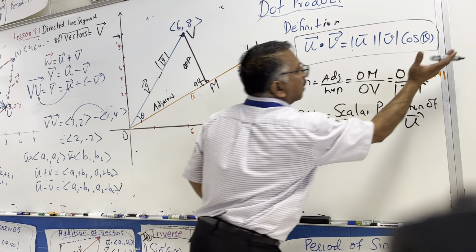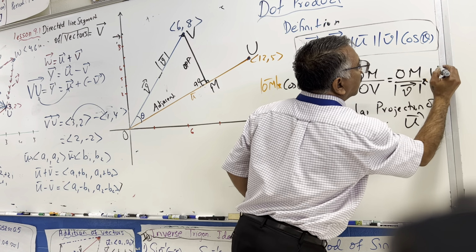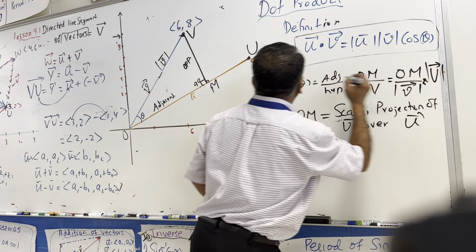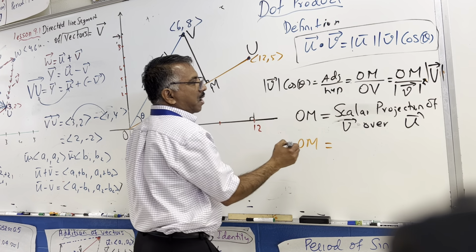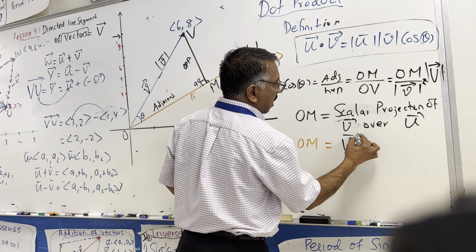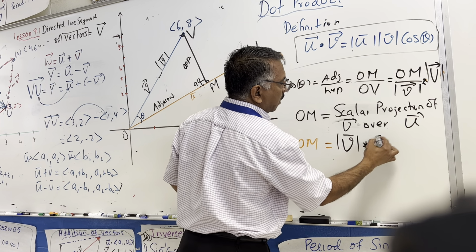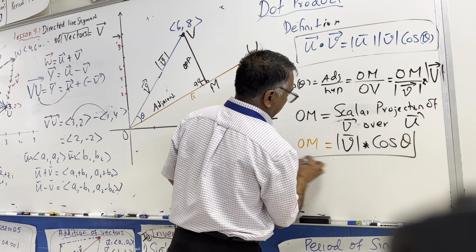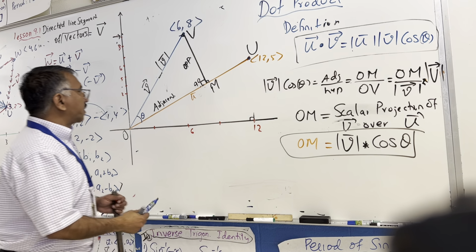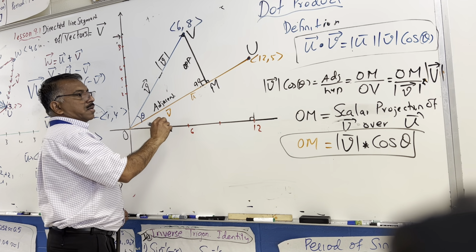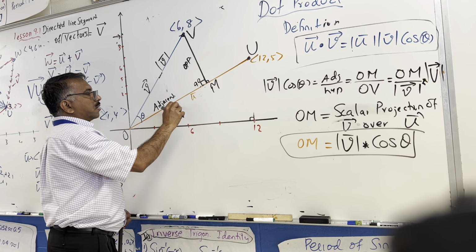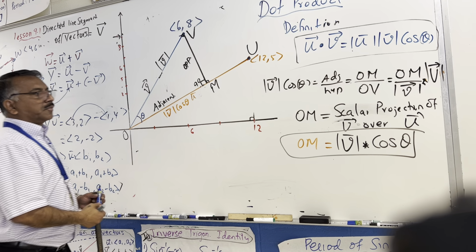Sorry, you're not multiplying OM. You're multiplying. See, I have another class. Very soon I have to. So this is what I'm talking about. So it is the V bar times cosine theta. So this is the projection. So this means this part is V bar, this part is cosine theta.